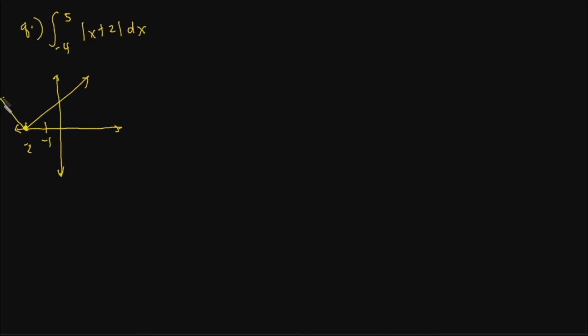Now for the last one, we have an absolute value function from -4 to 5, and then we have x plus 2 dx. It is important for us to realize in this case that for any absolute value function, there is an abrupt change somewhere in the graph, which can be found. You can just equate this to 0, and then you will be able to find that abrupt change. So that is at -2. Basically, in this portion, it has an abrupt change.